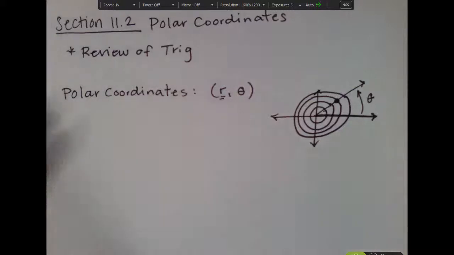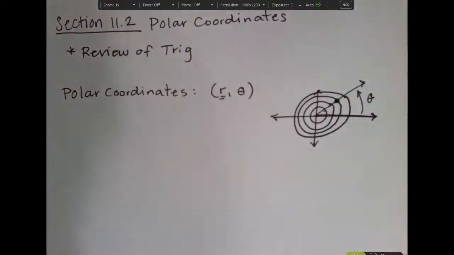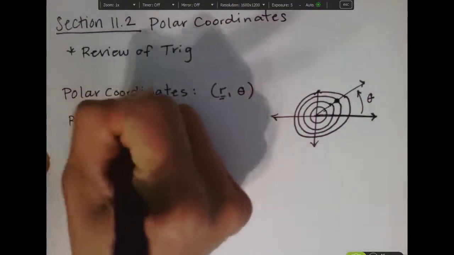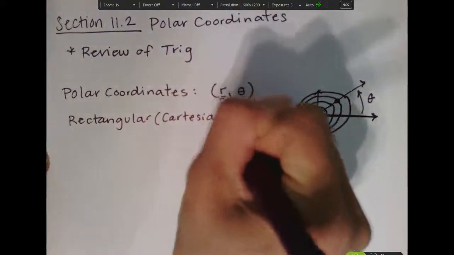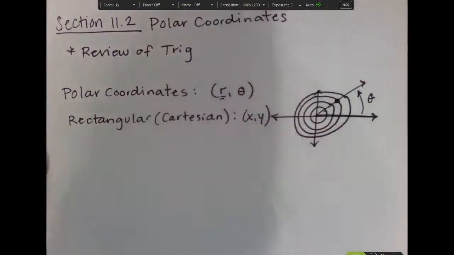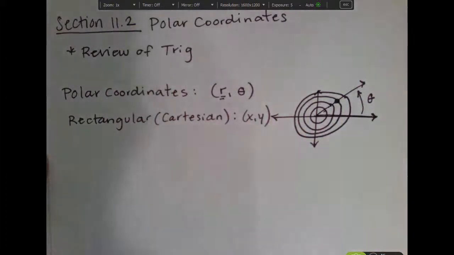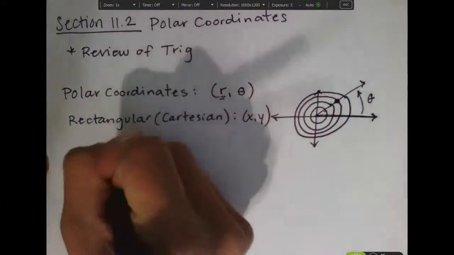Okay. So again, polar coordinates are expressed in the form r comma theta. One of the things we're going to be asked to do is convert back and forth between rectangular coordinates, or Cartesian coordinates, and polar coordinates. Rectangular coordinates, or Cartesian as they're often called, are in the form x comma y, whereas polar are in the form r comma theta. So we need some relationship between x, y, r, and theta in order to make those conversions happen. So here are the basic conversion formulas.